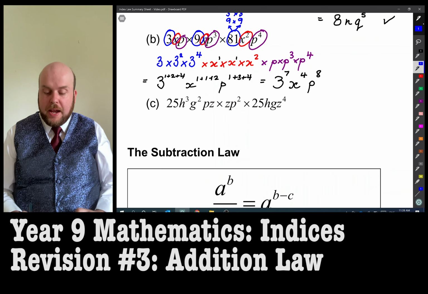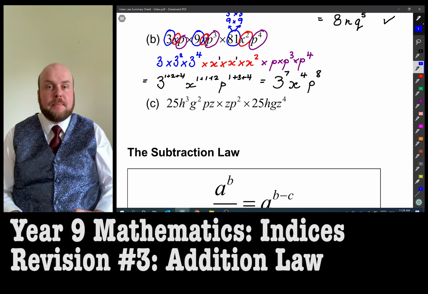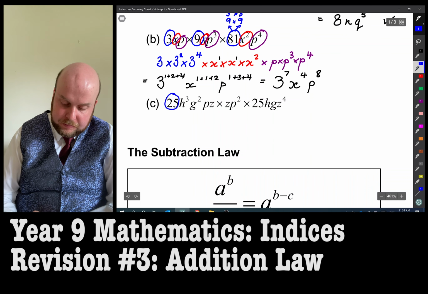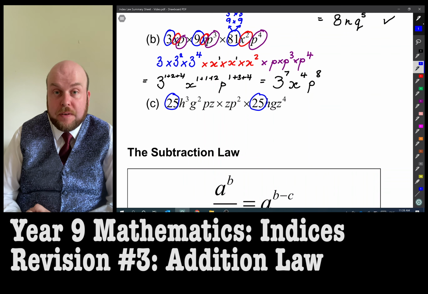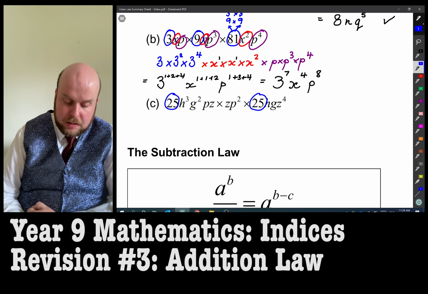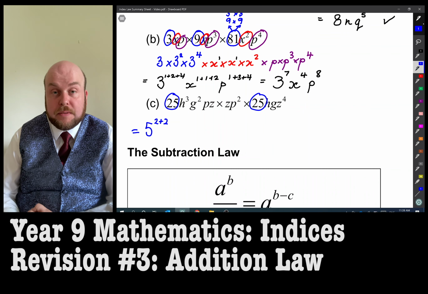C, 25h cubed g squared pz times zp squared times 25hgz to the power of 4. Start with the numbers. So 25 and 25 will be 5 squared times 5 squared. So that's going to be 5 squared times 5 squared, or 5 to the power of 2 plus 2.